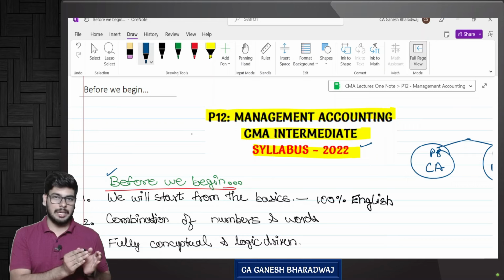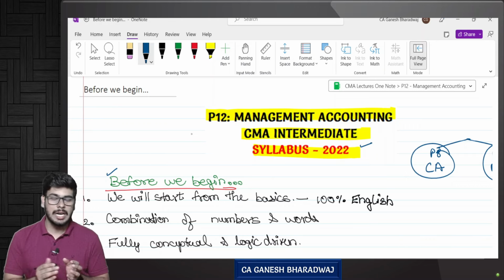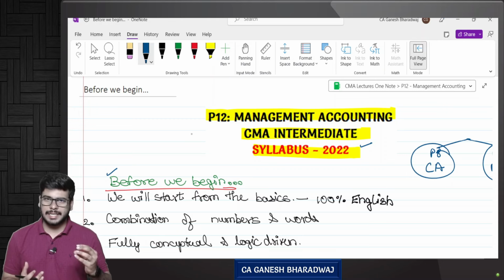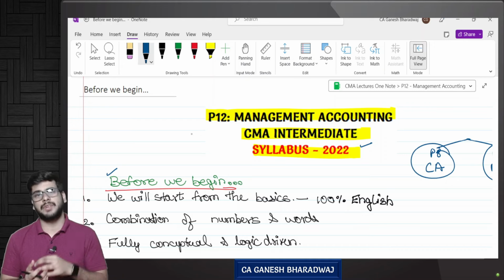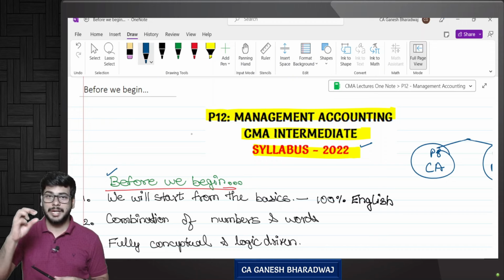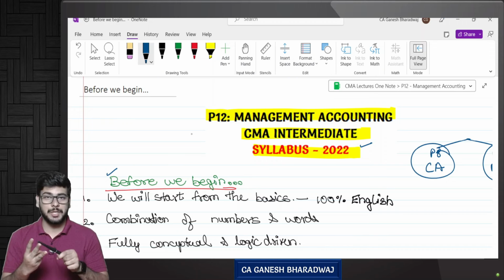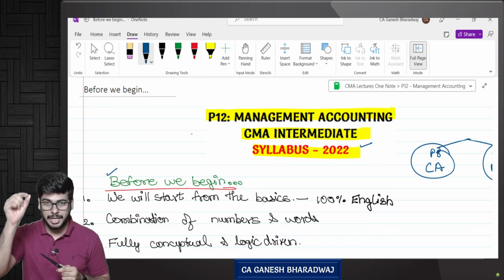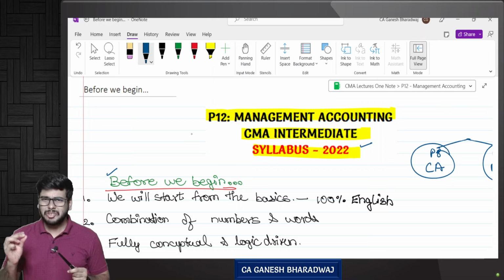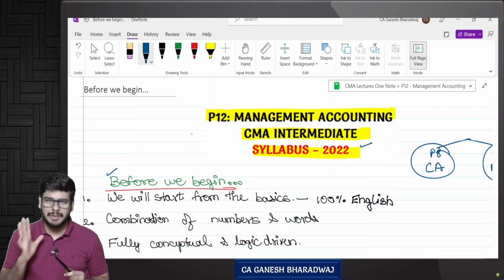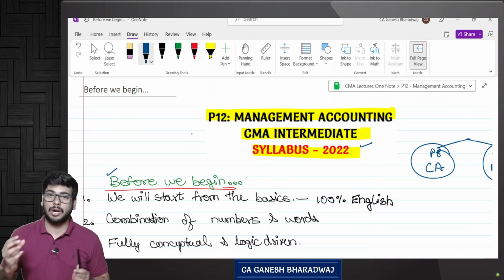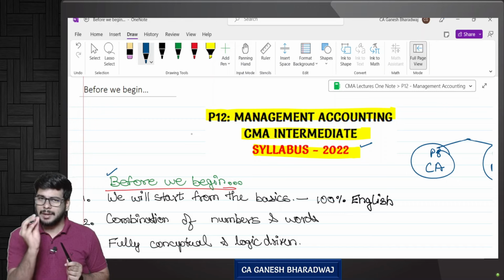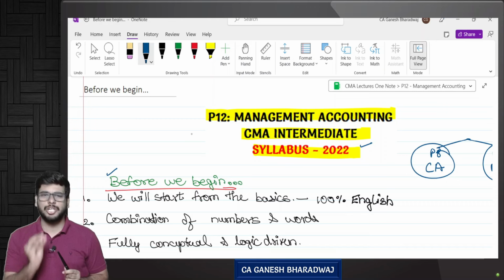So the old syllabus, which was syllabus 2016, didn't have a specific paper for management accounting. Yes, there was a paper called cost and management accounting and financial management. So they had combined three things: cost accounting, management accounting, and financial management in one paper itself. So there, the scope of management accounting was very, very less. Out of a 100 mark paper, three different disciplines of accounting were actually involved. And out of that, management accounting was a very small chunk of it.